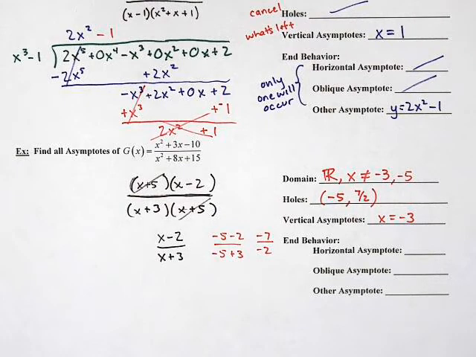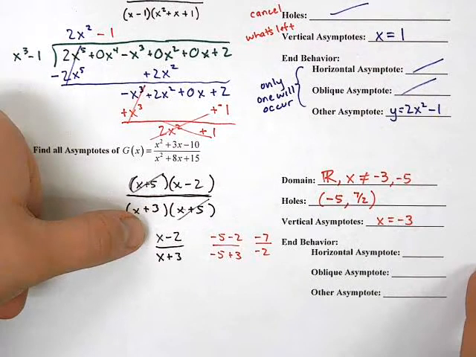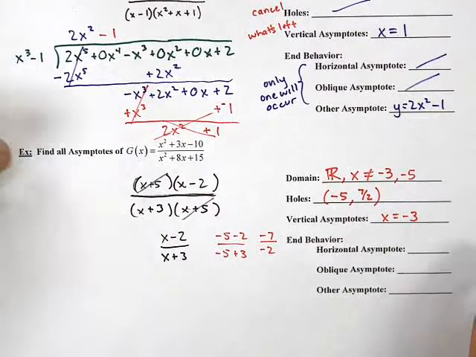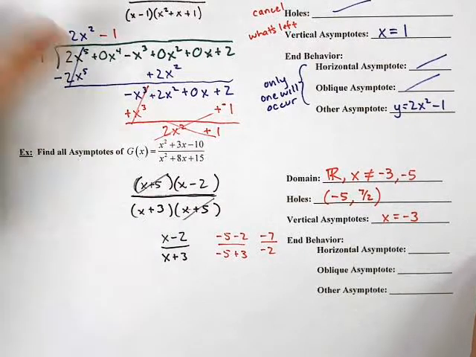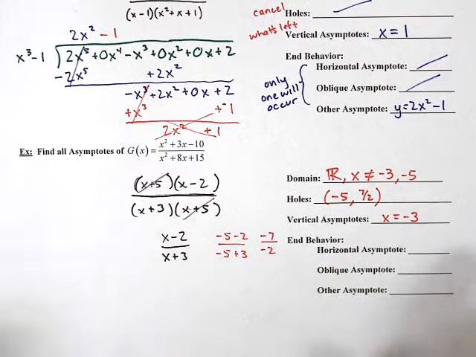Okay, last thing, end behavior. Take a look. You can look at the original, or you can look at what you got now. Either way you look at it, I hope you notice the degrees are the same top and bottom: squared, squared, or first, first. This is good. That means that they have equal degree, which means we do what to find the asymptote?